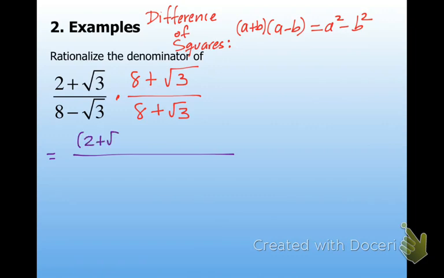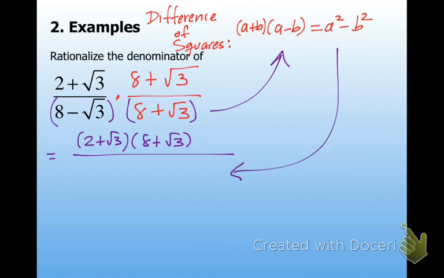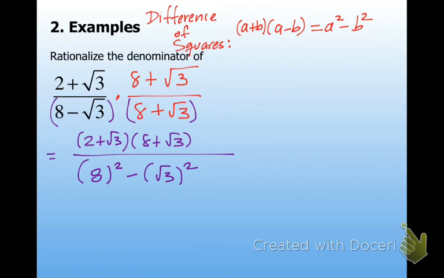So let's multiply. I have 2 plus the square root of 3 times 8 plus the square root of 3. And down there, I have the product of two conjugate binomials. So I'm going to follow the rule of difference of squares. So what do we get? The square of the first term minus the square of the second term. Okay, I'm just using the rule of difference of squares. Let me just get rid of these lines so you don't get confused.